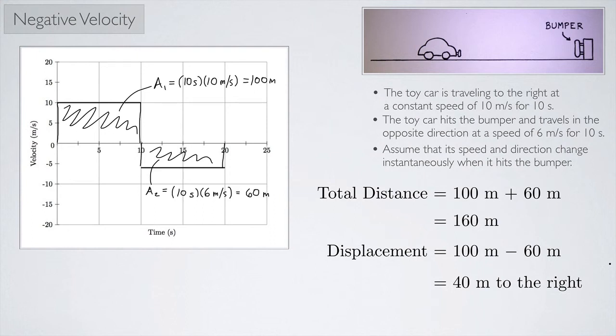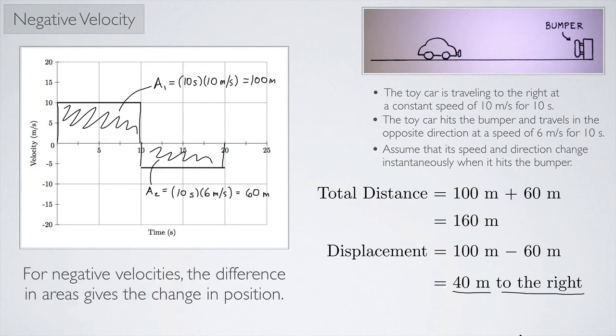Now, displacement is also a vector, just like velocity, and so we need to indicate a direction. So when we calculate the displacement, which is the change in position, this part right here, that 40 meters, that's the magnitude, and to the right, that's the direction. So when we have negative velocities, the difference in the areas gives the change in position.